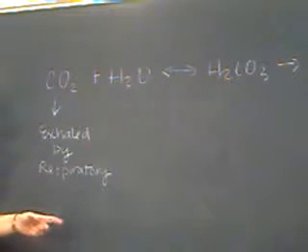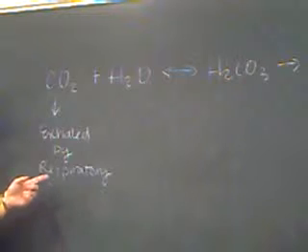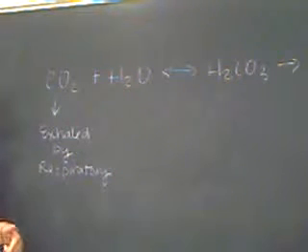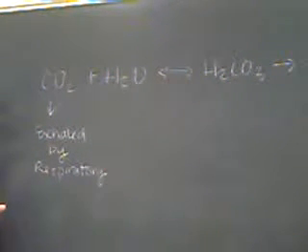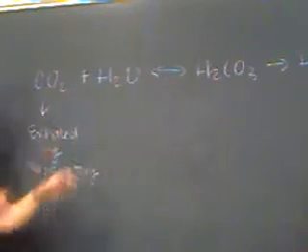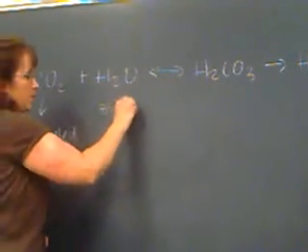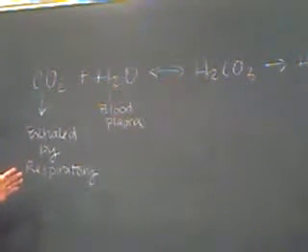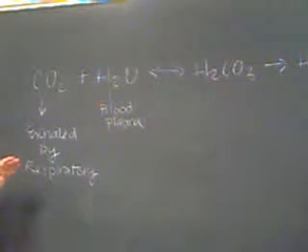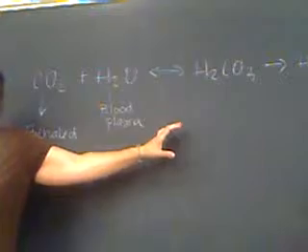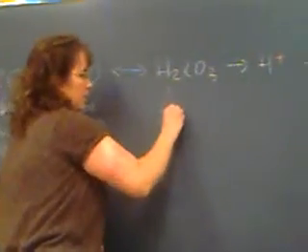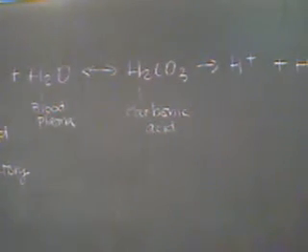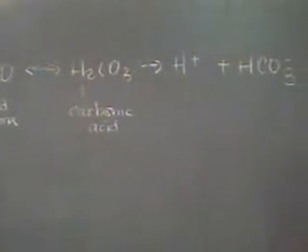So hypercapnia is excess CO2 that leads to hyperventilation because you want to blow off the excess CO2, because excess CO2 makes your bloodstream acidic. Here's how. This water is in your blood plasma, and CO2 most commonly dissolves in blood plasma, forms this middleman, which is carbonic acid. Carbonic acid breaks down to form hydrogen ions and bicarbonate ions.